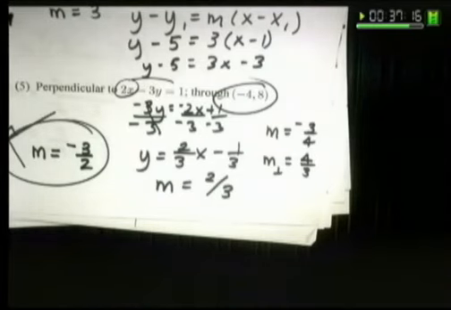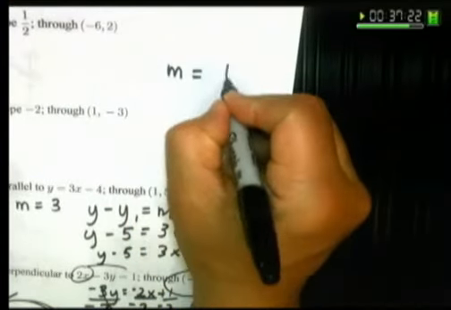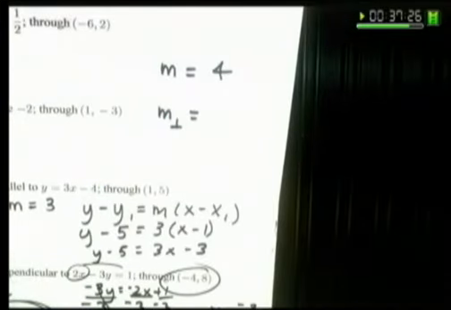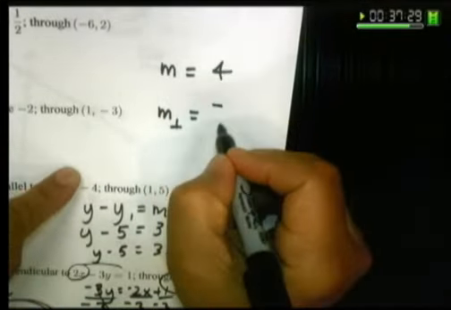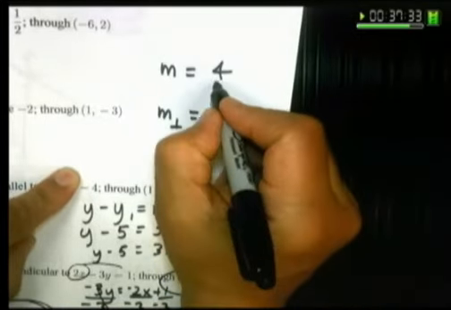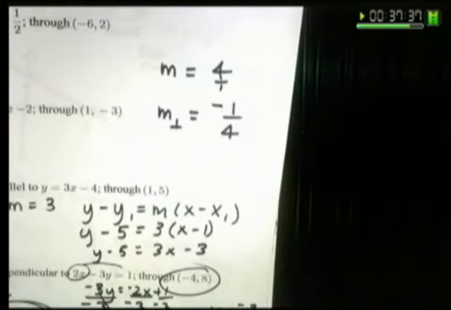So what if your slope is 4 from the first one, and you want one perpendicular to that? What would it be? That's a good question. It will be negative 1 over 4. Why? Because 4 is really 4 over 1. So when you flip it over, it'll be 1 over 4, but the opposite.